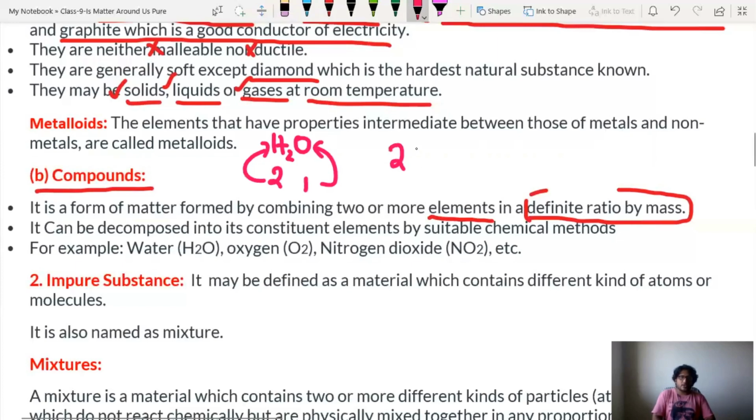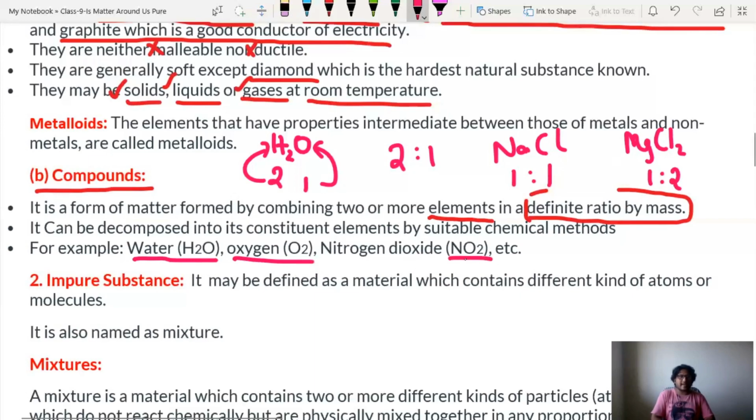by ratio 2:1. Well, coming to sodium chloride, how many sodiums? 1. How many chlorines? 1. Ratio 1:1. Magnesium chloride, MgCl2, how many magnesiums? 1. How many chlorines? 2. What is the ratio? 1:2. That is known as compound. Here you can say examples: water H2O, oxygen O2, nitrogen dioxide NO2, etc.